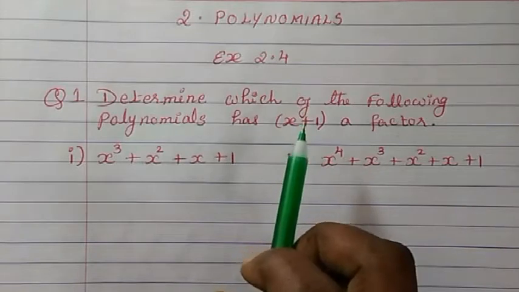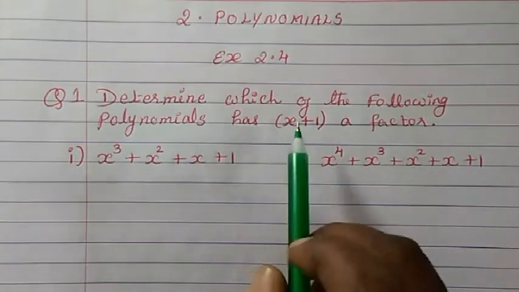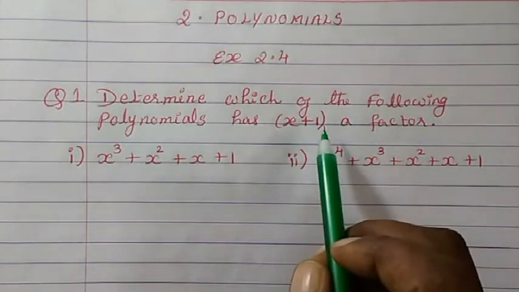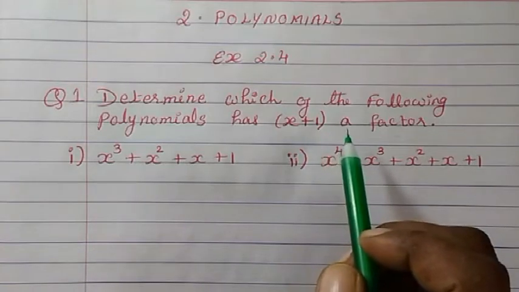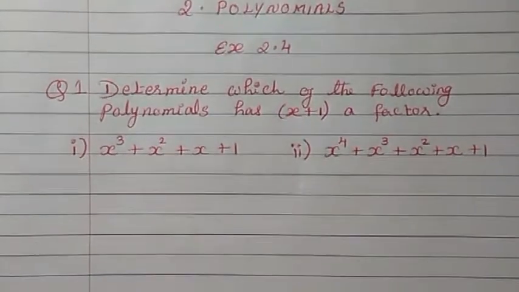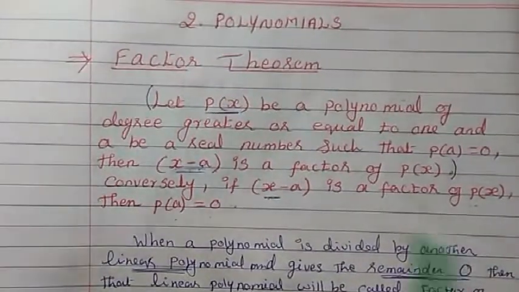Please go through the factor theorem, where it says that when you divide a polynomial by a linear polynomial, the remainder should become 0. If the remainder is 0, then it will be the factor. So here is the factor theorem which I have already explained to you.